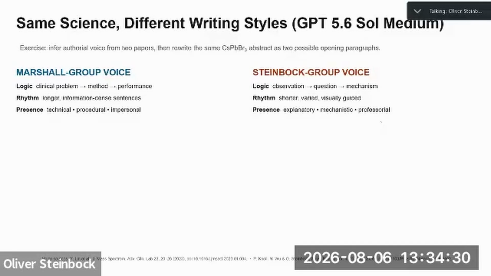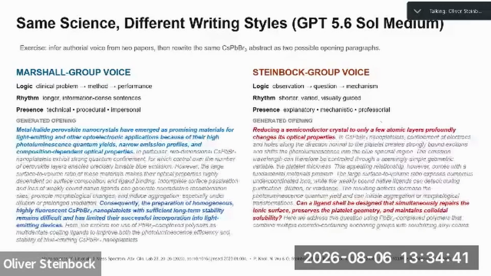So then I took this and I said, Hedy Matusi wrote this nice paper. I give you the abstract, okay? And I want you to draft something we don't want to do, an introduction, the first paragraph of the introduction. So it gave me this long text, too much to read. Look at the colored sentences. The Marshall Group starts, metal halide perovskite nanocrystals, Hedy's work, have emerged as a promising material for light emitting and other optoelectronic applications. Long sentence, technical, right?